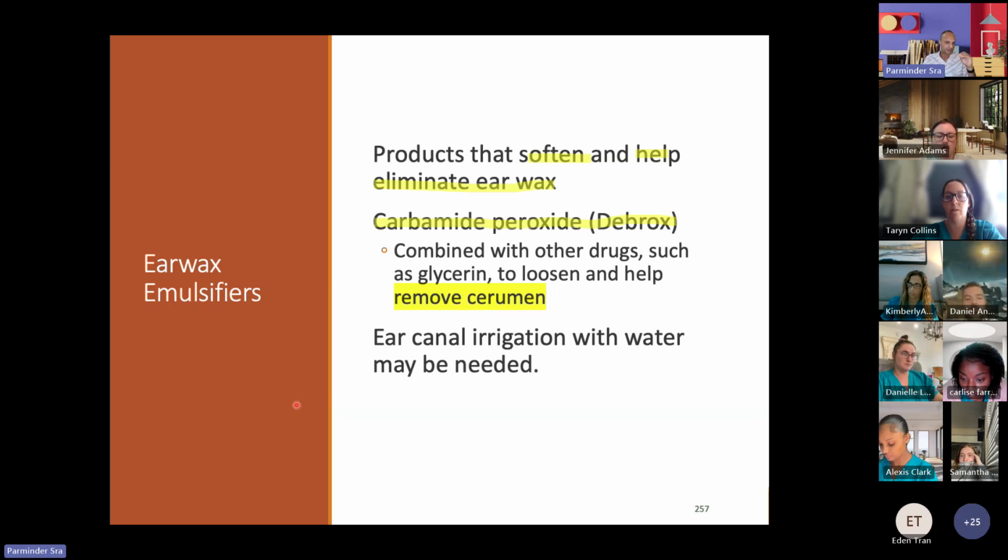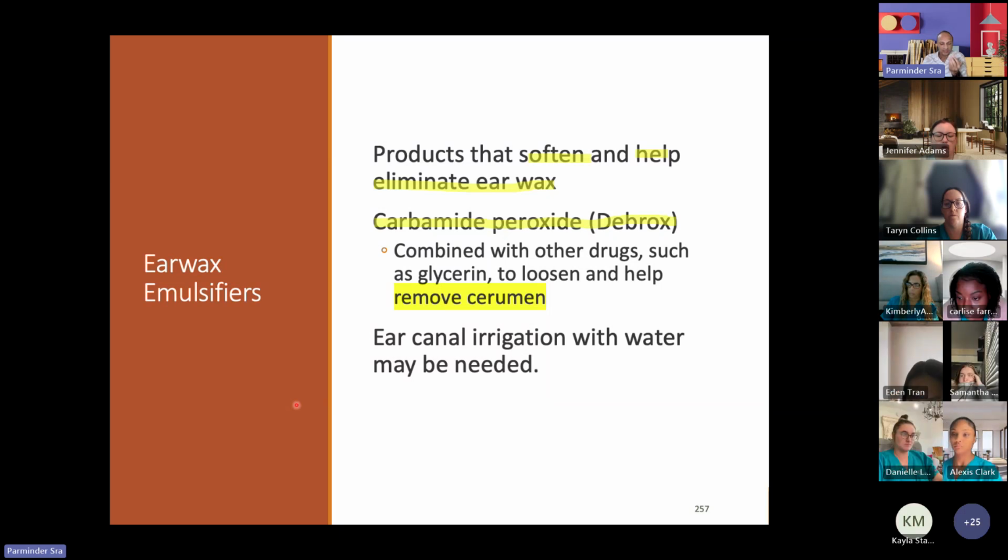So carbamide peroxide, Debrox, as we said, is the most common one. People use other things, but they're not that effective and not recommended. A common active ingredient here is carbamide peroxide. When it comes in contact with the earwax, it releases oxygen, which helps break it down into smaller pieces and allows it to drain more easily.